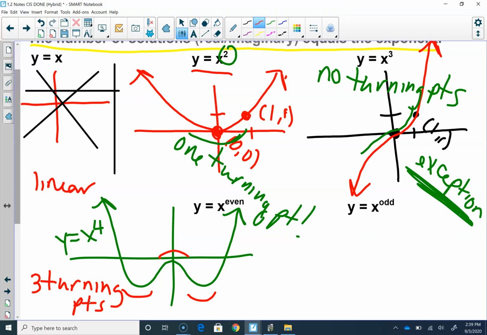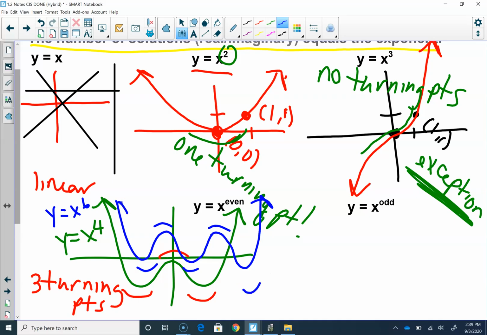If it was to the 6th power, and let's just put that on the same graph here, if it was y equals x to the 6th, it would have 5 turning points. So it could look like this: 1, 2, 3, 4, 5. So there's my 5 turning points because it's to the power of 6. Very similar to the parent function y equals x squared, just a few more turns in it.